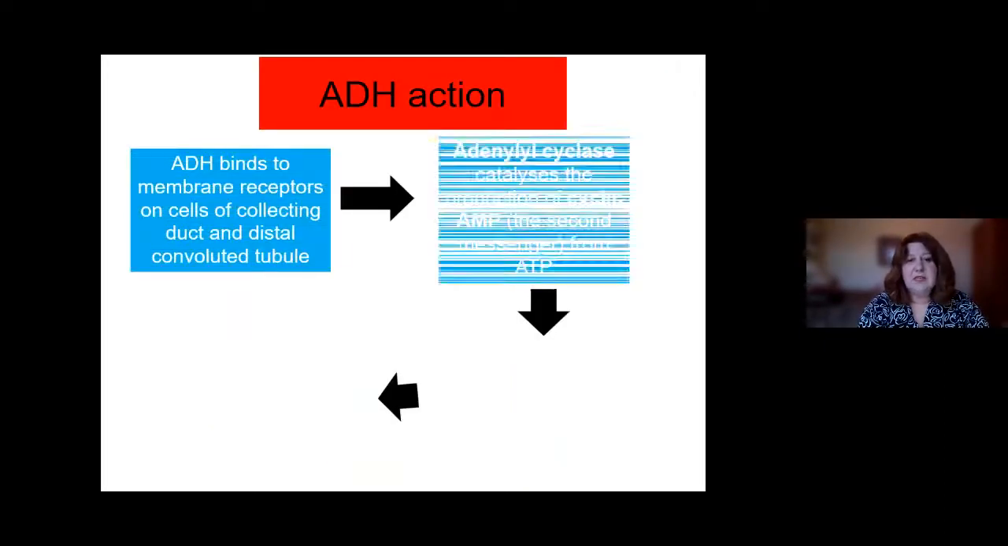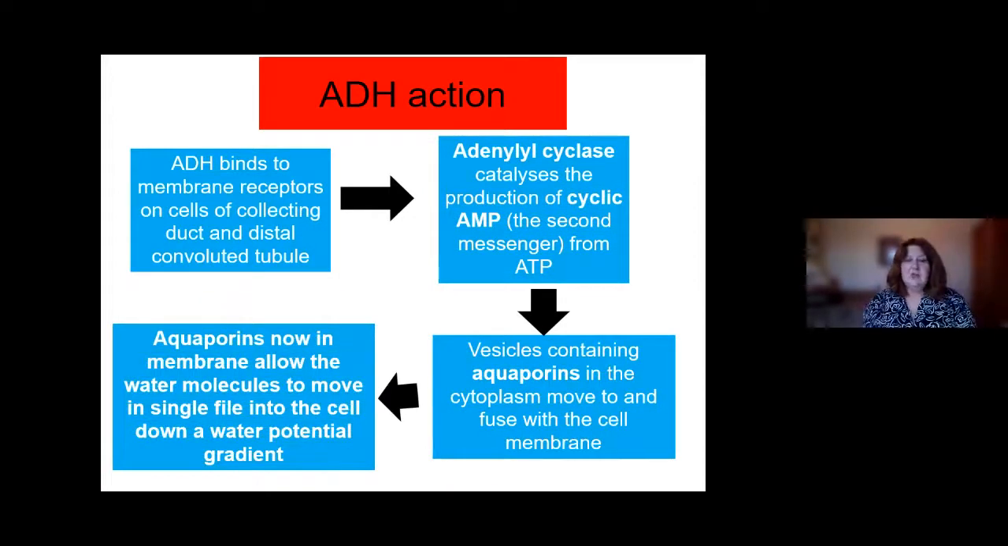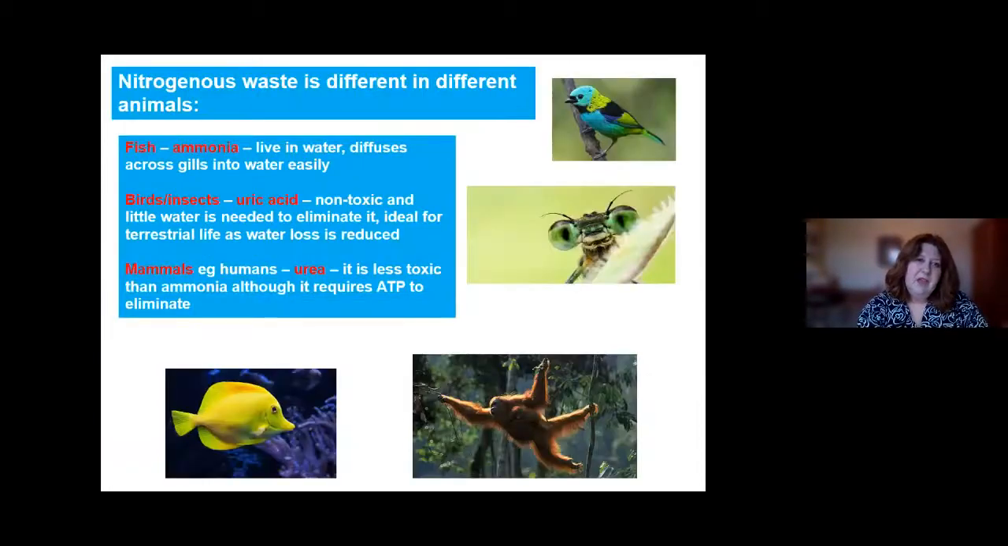I've just popped this in as well so that I can say to you, don't forget that actually ATP is needed as part of this mechanism. So it's another use of ATP in the body. And I'll just finish this little bit of explanation part of the session by saying, yes, we produce, as mammals, urea. It's less toxic than ammonia, as I said close to the start, but it does require ATP to eliminate it.